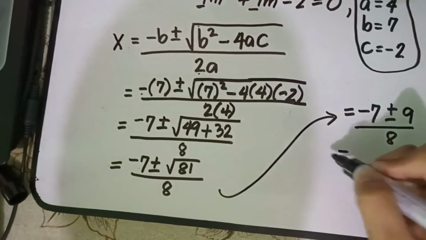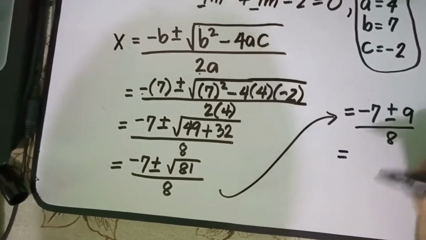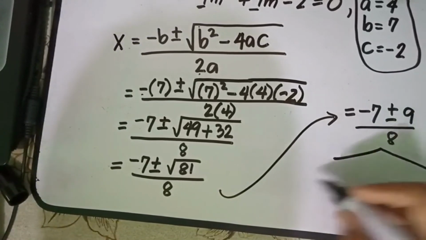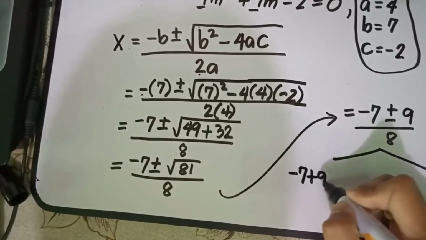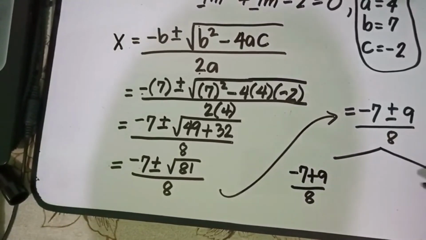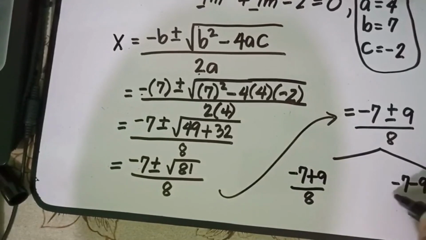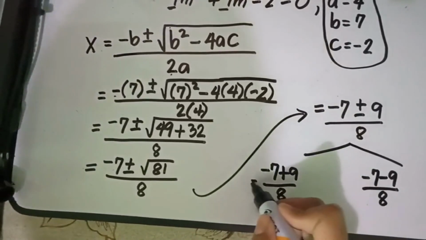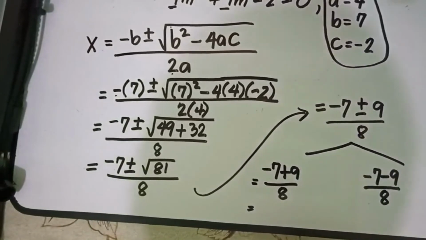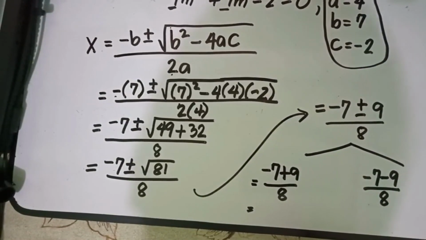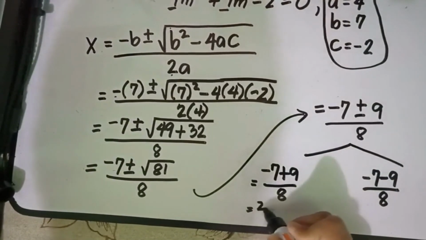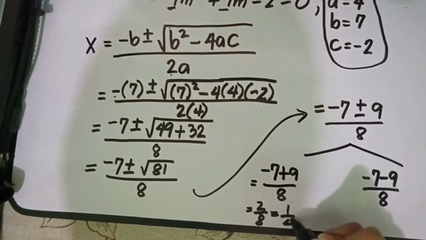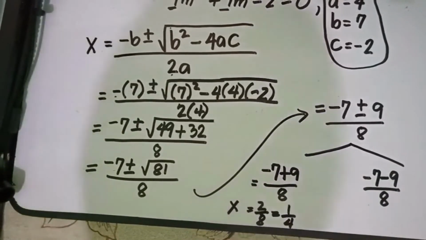So, therefore, isa-separate natin yung double sign. We have negative 7 plus 9 over 8. The other one is negative 7 minus 9 over 8. Okay? So, negative 7 plus 9, we have positive 2 over 8. So, simplify natin, we have 1/4. So, yan yung isang value ng x natin.